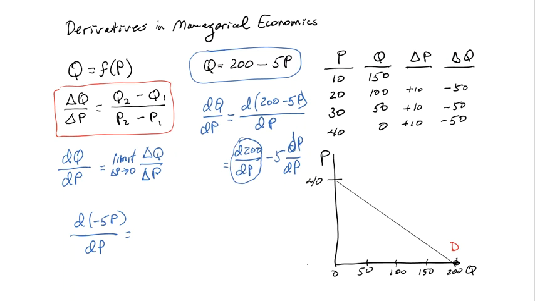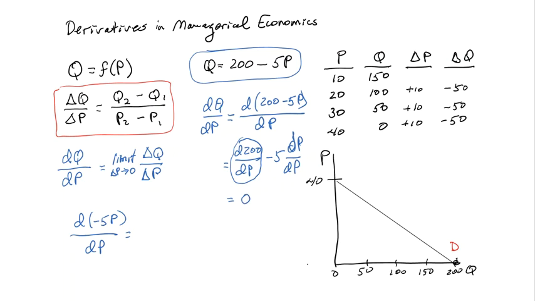How does 200 change when price changes? Well, it doesn't change at all. 200 is a number. It's a constant. So no matter how price changes, that number stays 200. So the first part of our answer is 0.